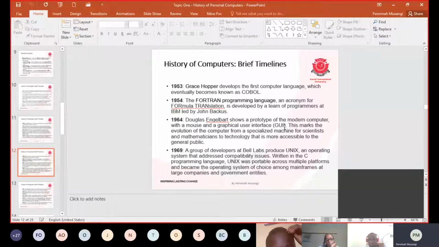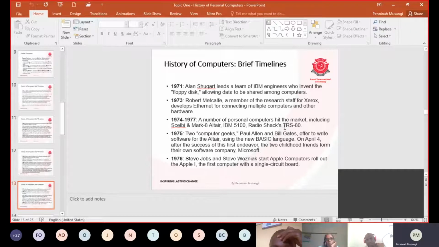But now, when this group of developers developed Unix, Unix solved the issue of compatibility. It was possible for Unix to be installed or to be used in any machine, in any computer. So you could buy your computer from another vendor and you get Unix and you are okay, you can work with it. So it was at this point when Unix came into being and it addressed what we call compatibility issues.